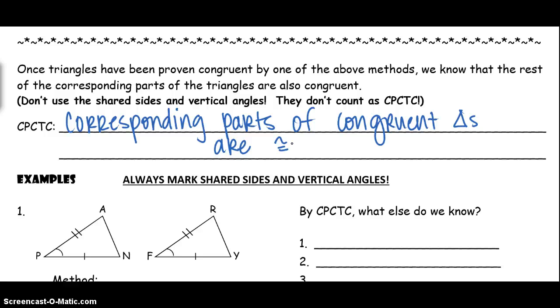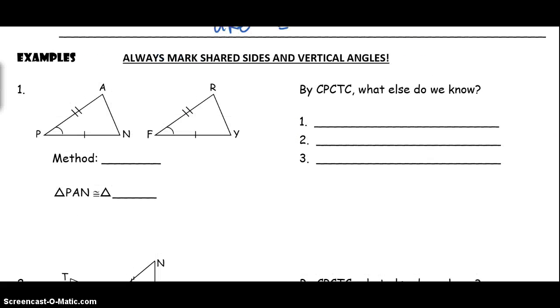If you think about what it means, it's easy to remember what it means. Like, if you think about its meaning, corresponding parts, which we talked about earlier in class, they're congruent to each other as long as you have found that method and you have said the two triangles are congruent. Okay, so let's go down here. Some examples. Always mark shared sides and vertical angles. So you always want to do this first, and don't forget, sometimes there's also alternate interior angles that you can mark. Okay, so let's go ahead and see.